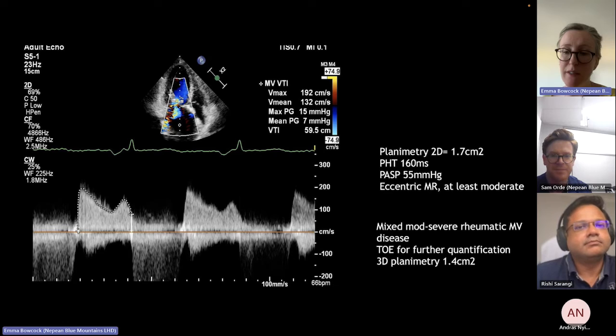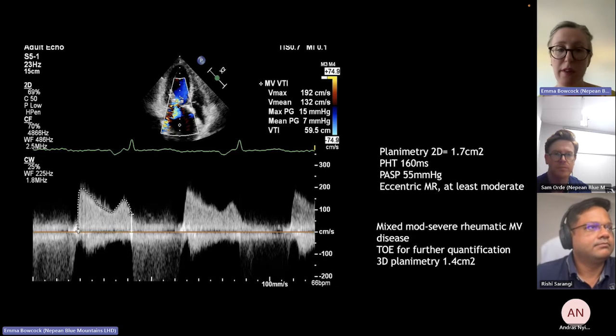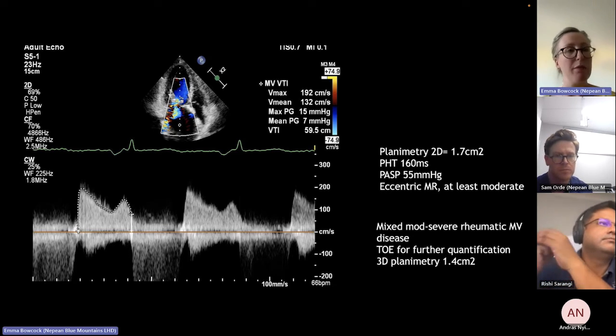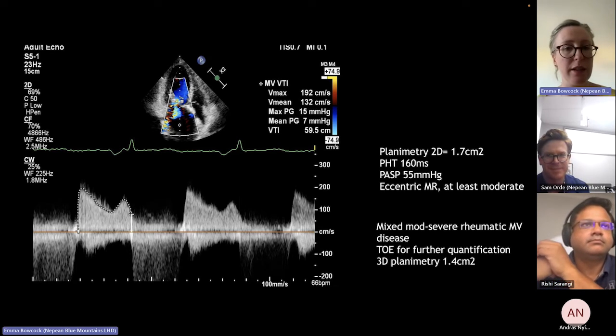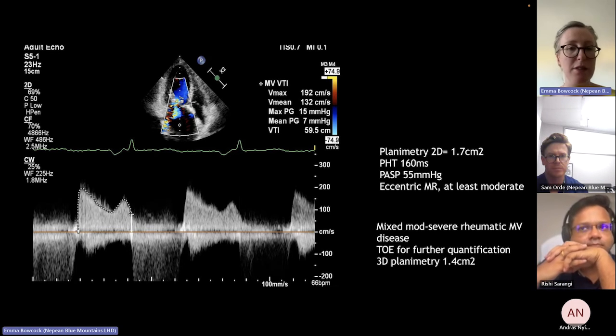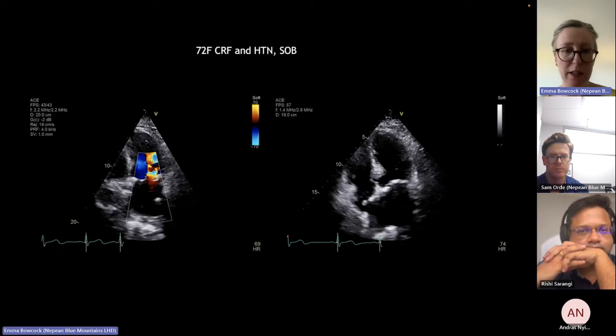And this patient went on to have a TOE, and then their planimetered 3D area was 1.4. I can't remember whether they got intervention or not. I think they ended up having a mitral valve replacement. This is a patient from another ICU. I'd have to look up my notes for that, sorry.